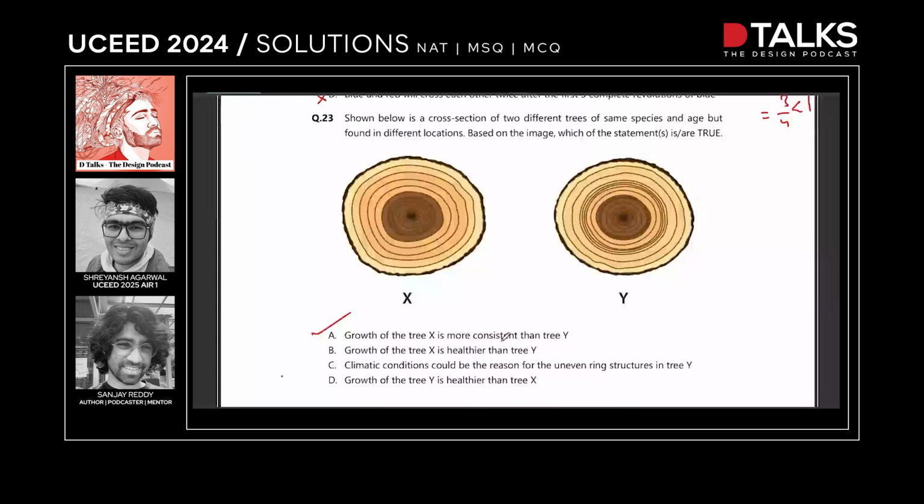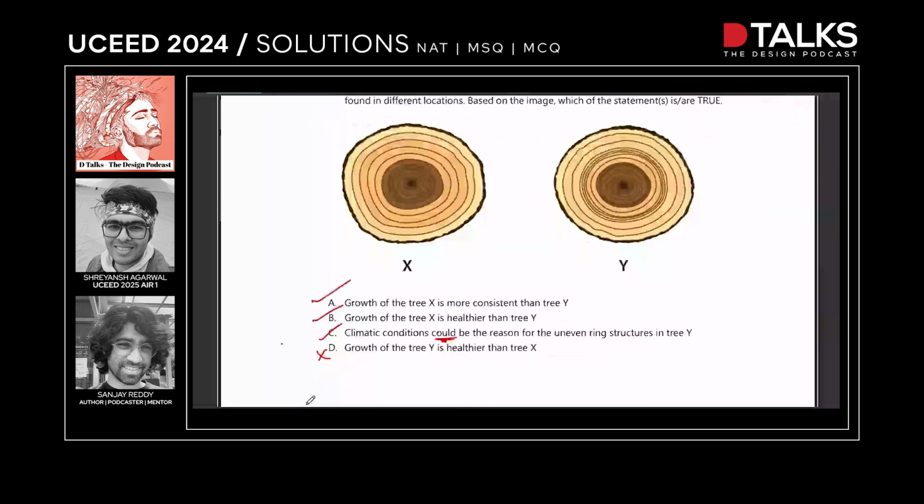Growth of tree X is healthier than tree Y. That is also correct because the more consistent it is, the better it is for its life. It means that it's getting nutrition throughout the year instead of just at particular times. C. Climatic condition could be the reason for the uneven ring structures in tree bark. That is correct. It just says could, it does not say is. There could be other reasons, but since it says could, it's a correct answer. D. Growth of tree Y is healthier than tree X. Since you already marked B as correct, D is wrong. So A, B, and C.